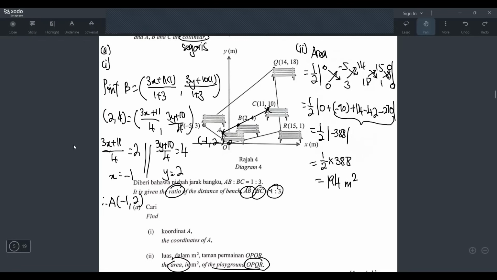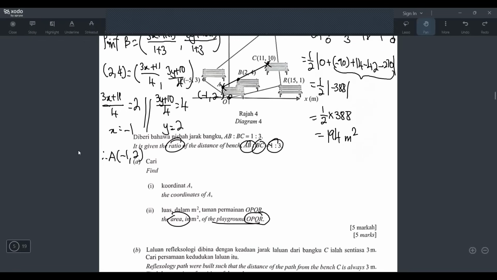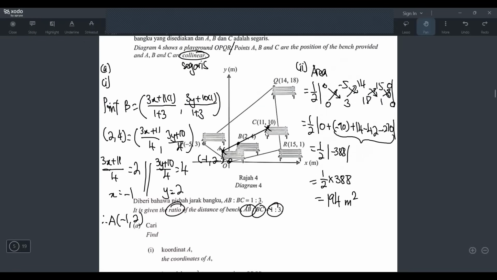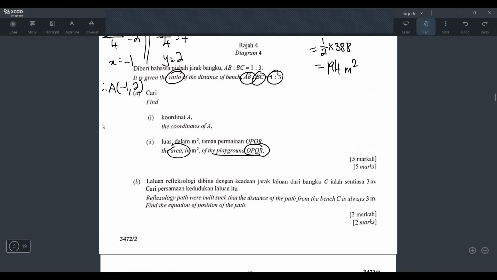Okay, hope you understand. Quite simple actually. You just have to remember the formula. This is from the coordinate geometry chapter, and all this formula we learned in that chapter already. Okay, let's do B.